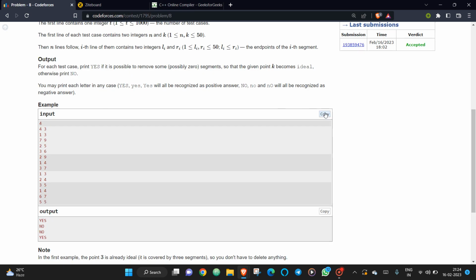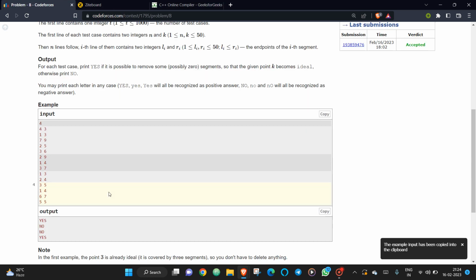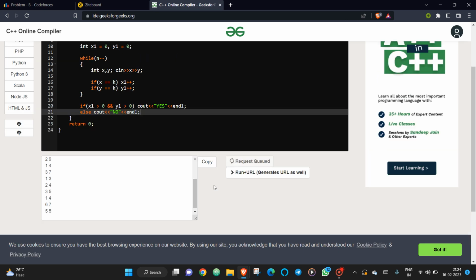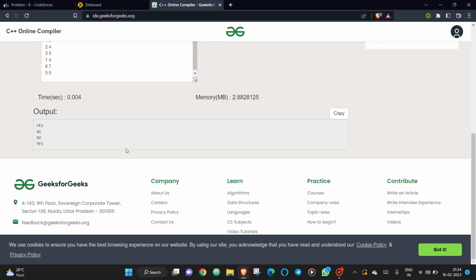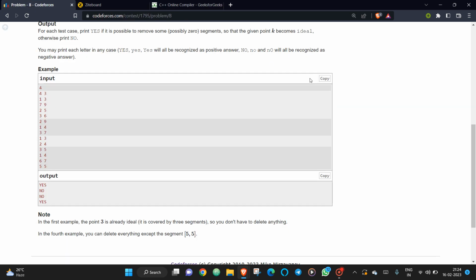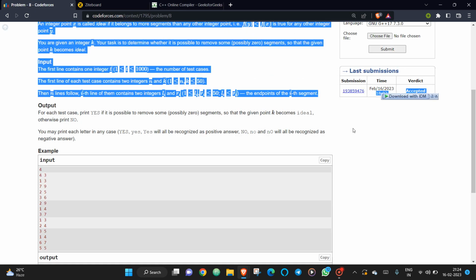So if I run this, I just quickly submit this. Okay, so that's what we need to check. Yeah, I hope it will run fine. See, you can see it is running fine. And I have already submitted this, you can see it got accepted as well.